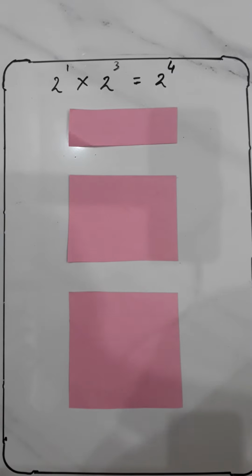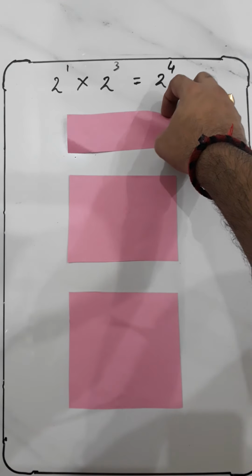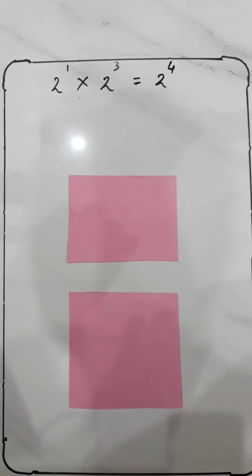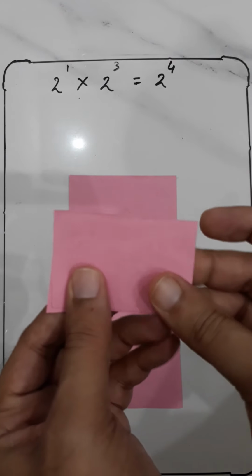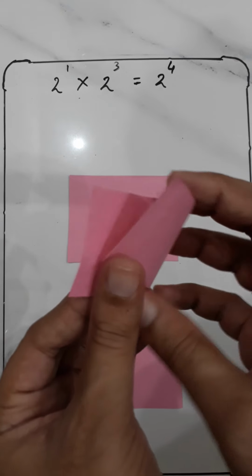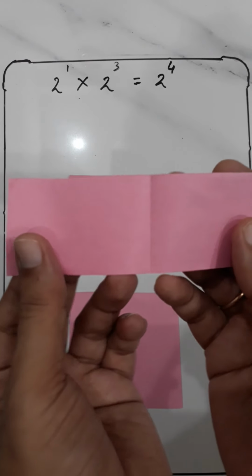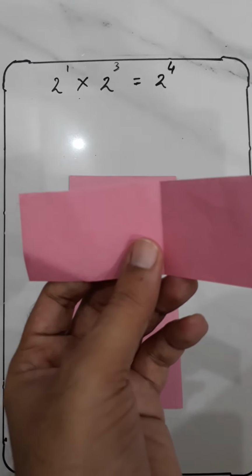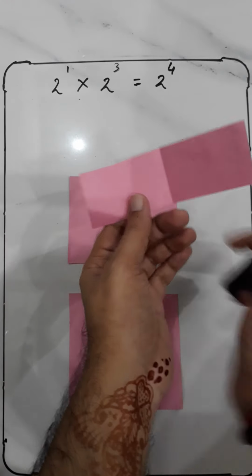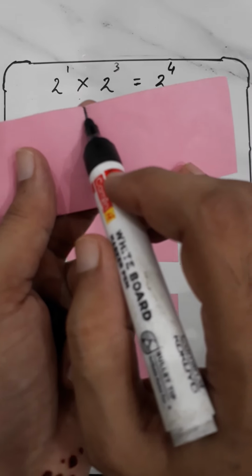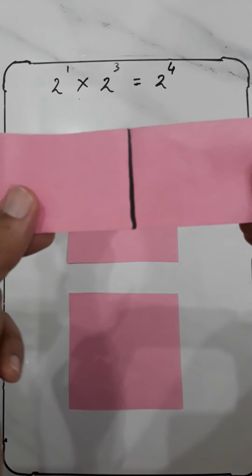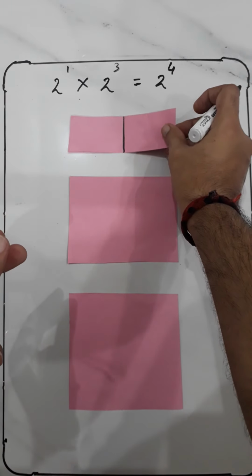Now I have taken the first paper, and since it is 2 raised to the power 1, we will fold the paper one time. When you fold the paper one time, you observe that you have divided this figure into two parts. So I am going to draw a line on the crease, and you will be using a scale for doing this.